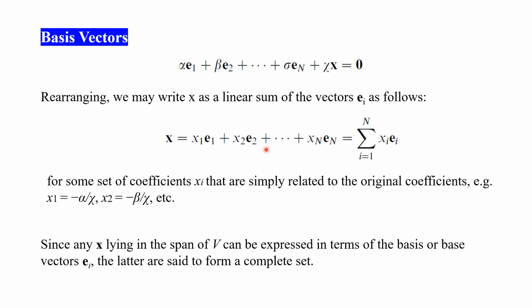And as you can see, since any x lying in the span of V can be expressed in terms of the basis, we're able to write x in terms of the basis e1, e2 up to en, or the base vectors ei. The latter are said to form a complete set. Okay, so you have a complete set for your e1, e2, en up to x.